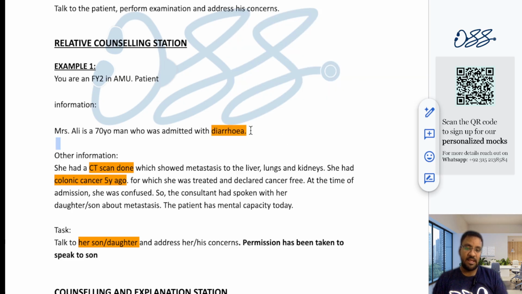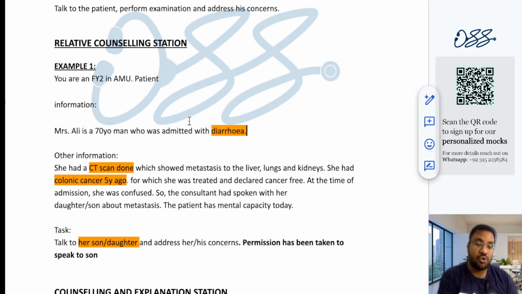That would not lead to a history based station, because other information says that some investigations have been done and chronic cancer has been diagnosed. And a story of the diagnosis is mentioned over there. So you automatically know that this cannot be a history based station, and I'm not supposed to explore diarrhea and end up diagnosing it as colonic cancer. It's already diagnosed. There is a situation at hand that I need to inquire about, and then I need to manage it accordingly. That is what the counseling session is all about.